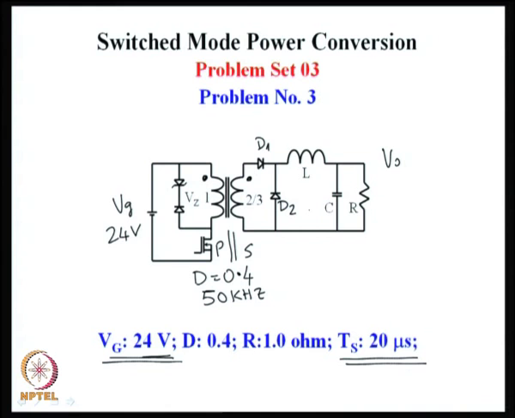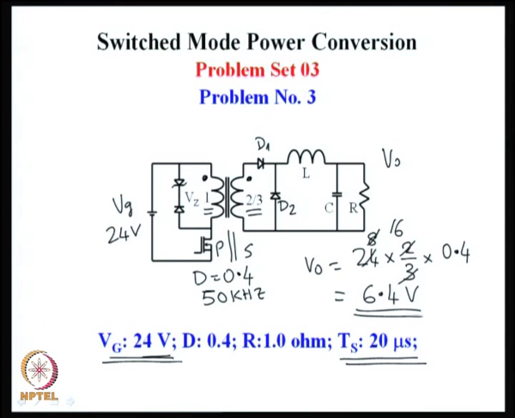In such a converter with a turns ratio of 1:2/3 between the primary and secondary, the ideal output voltage will be the input voltage 24 multiplied by the turns ratio, which is 2/3, and multiplied by the duty ratio, which is 0.4. So, 24 times 2/3 is 16, and 16 into 0.4 is 6.4 volts. Ideally this power converter will deliver an output voltage of 6.4 volts if there are no losses in the converter.